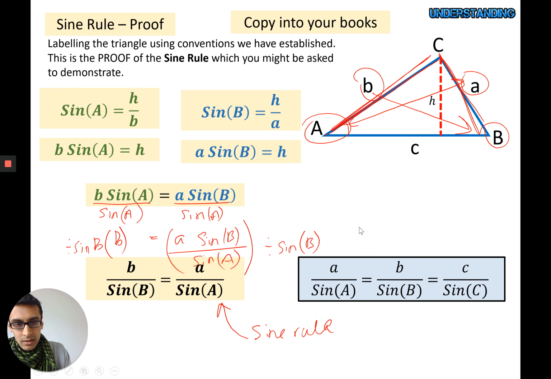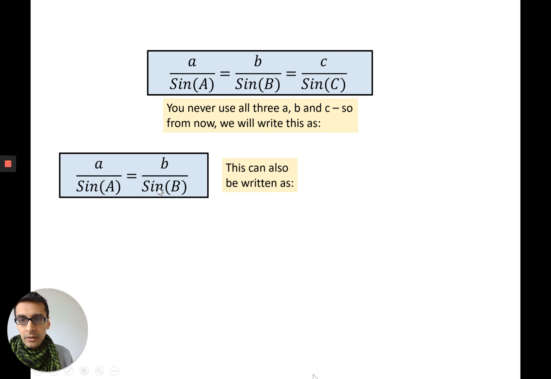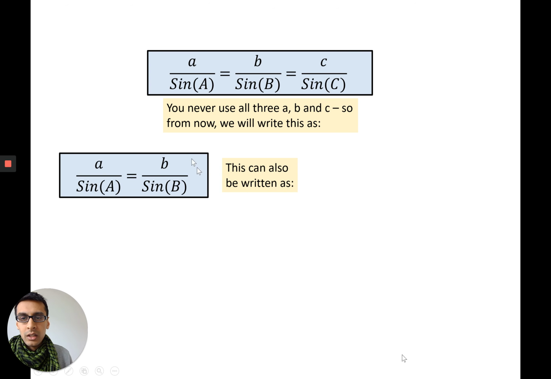This is the actual sine rule in full. However, this is what you'll see in revision guides, but actually you never use all 3 sides. You only ever use 2 sides at once. So a over sine A equals b over sine B. Now you have that from this slide already, and that's what you're going to be using.